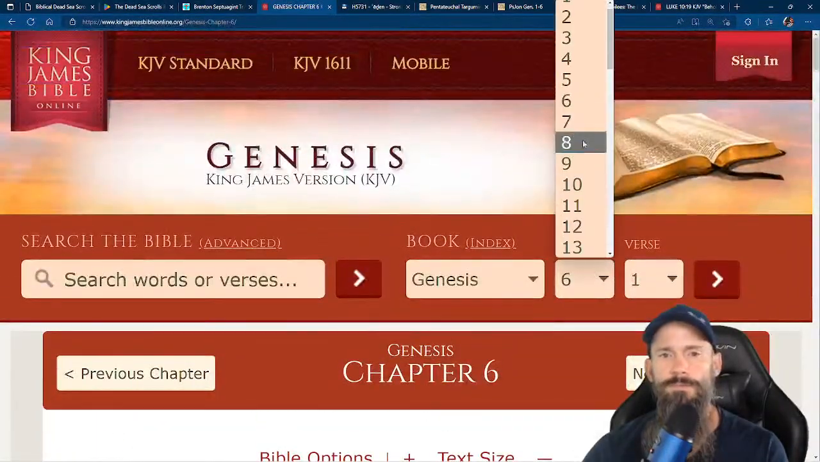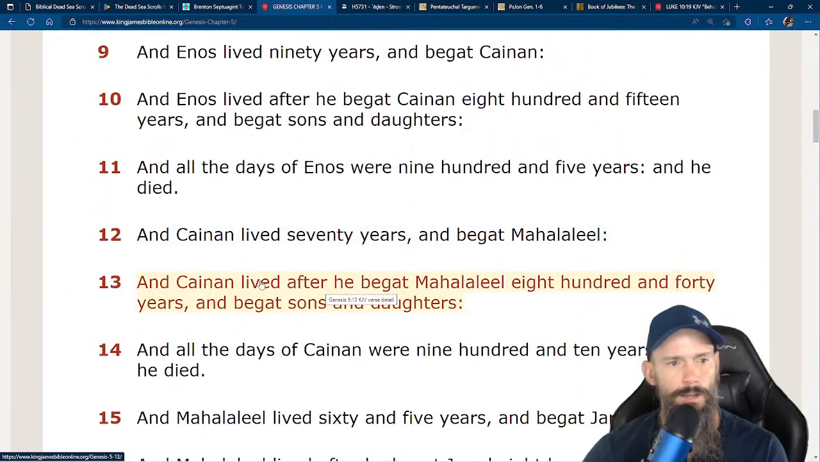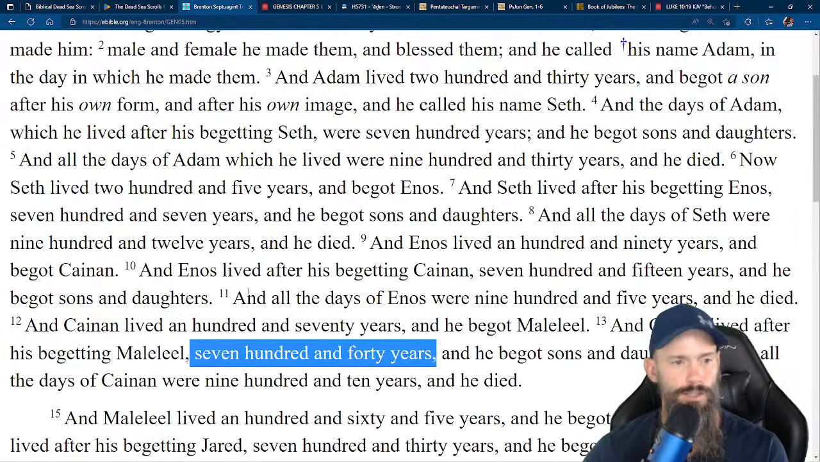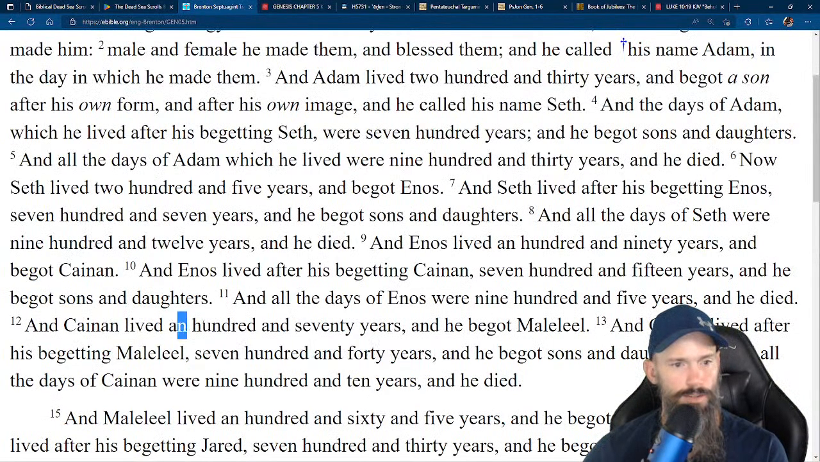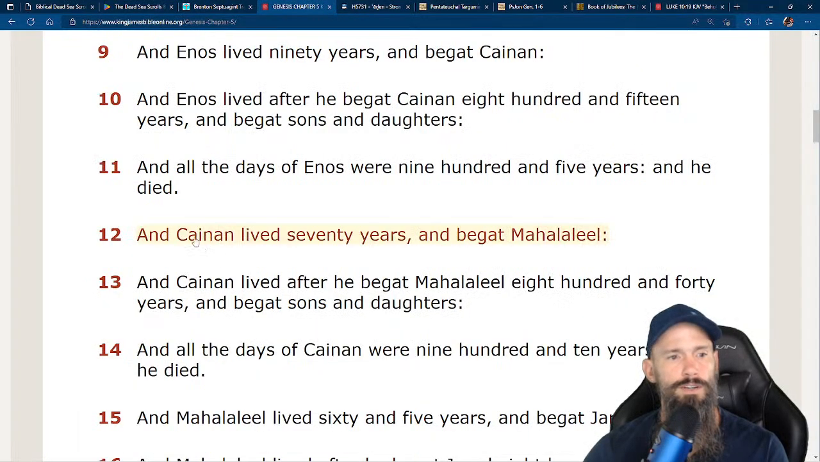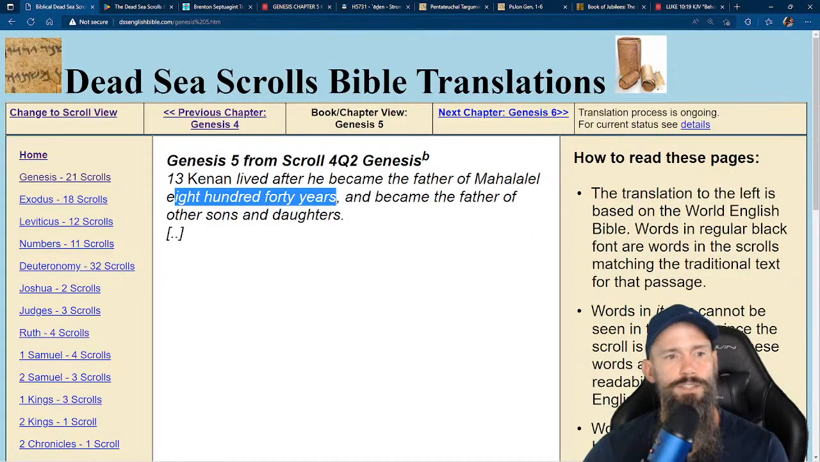Not 6, Genesis 5. Genesis 5. Canaan lived after he begot Mahalalel 840 years. And it says Canaan lived 70 years and begot Mahalalel. And Canaan lived 170 years and begot Mahalalel. So here, as Canaan lived 170 years, here is Canaan lived 70 years. The Dead Sea Scrolls matches the KJV as far as we know, unless they've changed it.